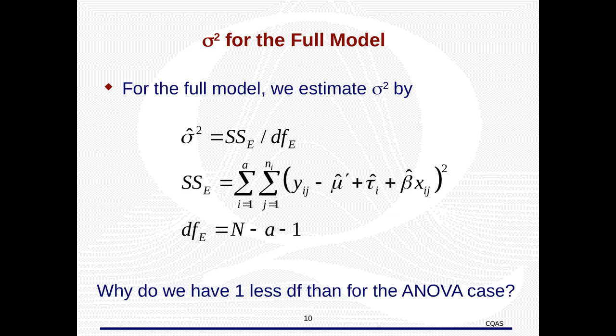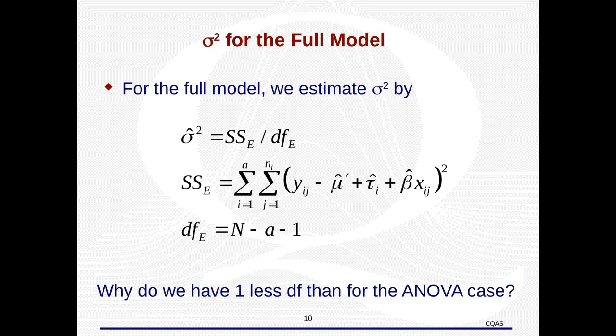In ANOVA, degrees of freedom for error equal the total sample size minus the number of treatment groups. However, in ANCOVA, we must additionally subtract 1 degree of freedom to account for estimating the slope parameter of the linear relationship between our response variable and the covariate. This adjustment reflects the additional constraint imposed by fitting the regression line.